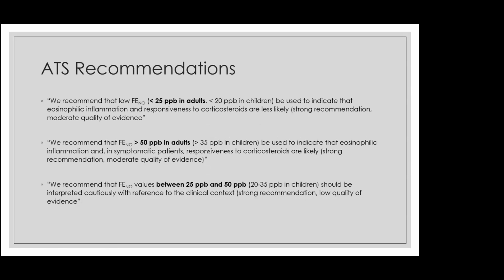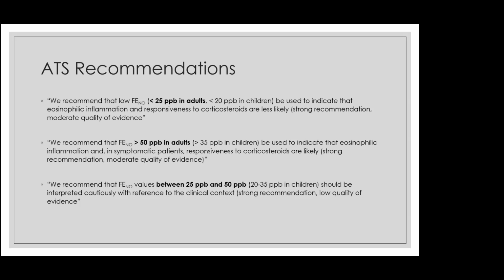The American Thoracic Society also provides recommendations for cutoff points for the FeNO. They recommend that a low FeNO, meaning less than 25 parts per billion in adults, less than 20 for children, be used to indicate that eosinophilic inflammation and responsiveness to corticosteroids are less likely. But with a FeNO greater than 50 in adults, it can be used to indicate that eosinophilic inflammation and, in symptomatic patients, responsiveness to steroids are likely.